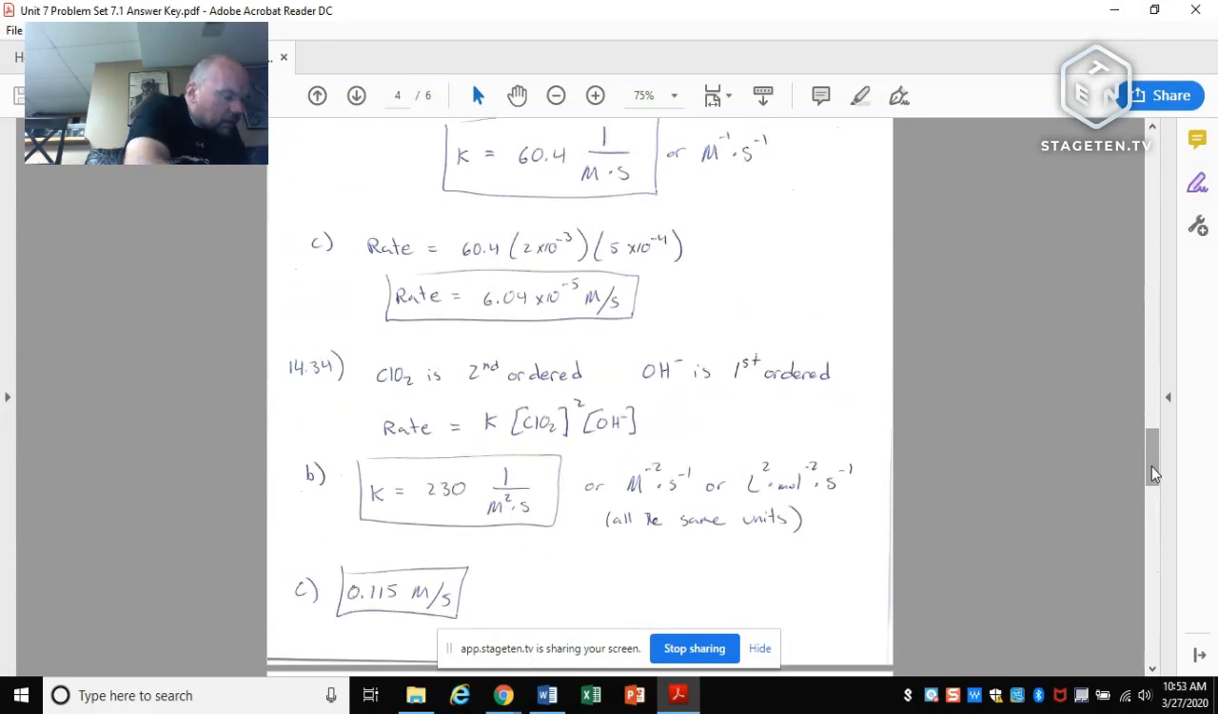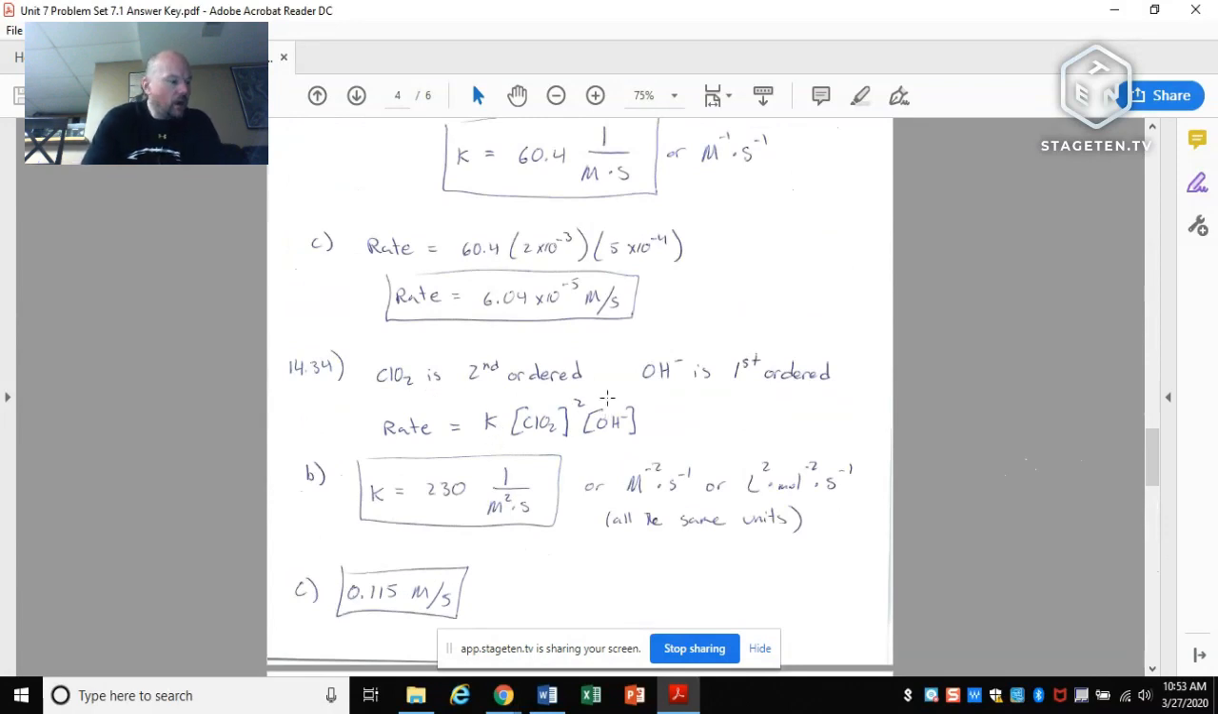I plugged in the data from one of the trials, probably from trial 1, I'm guessing. So it would end up being 0.06 squared times 0.03, and then whatever that is, and then take the rate 0.0248 and divide it by whatever that ends up being, and that's how you get the K value.